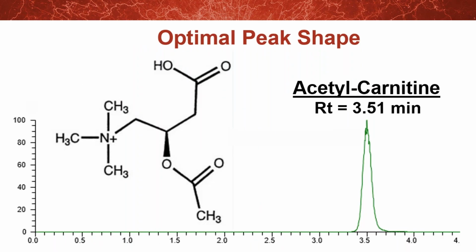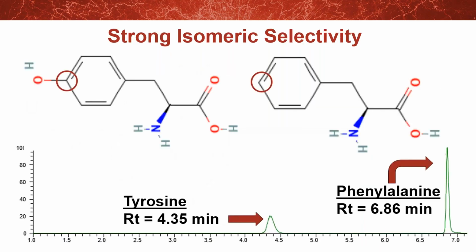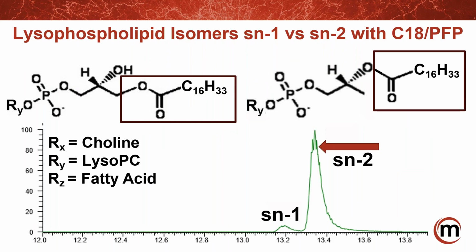Acetylcarnitine, you have that charged amine there, quaternary amine. That's going to give terrible peak shape on a C18, but you have a really nice low metals content, monodisperse, highly efficient silica. You're getting beautiful peak shape. Strong isomeric selectivity with tyrosine and phenylalanine is a nice one. And then the lysophospholipid isomers of SN1 and SN2. You can see that here you're able to separate these things.